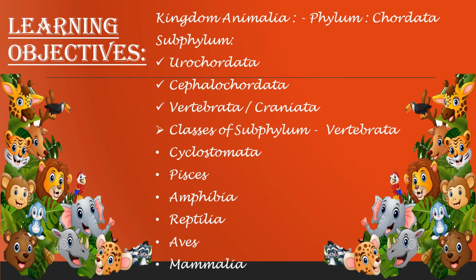Then students, further subphylum Vertebrata is divided into 6 classes. So we will be learning about those 6 classes, and those 6 classes are class Cyclostomata, class Pisces, class Amphibia, class Reptilia, class Aves and class Mammalia.